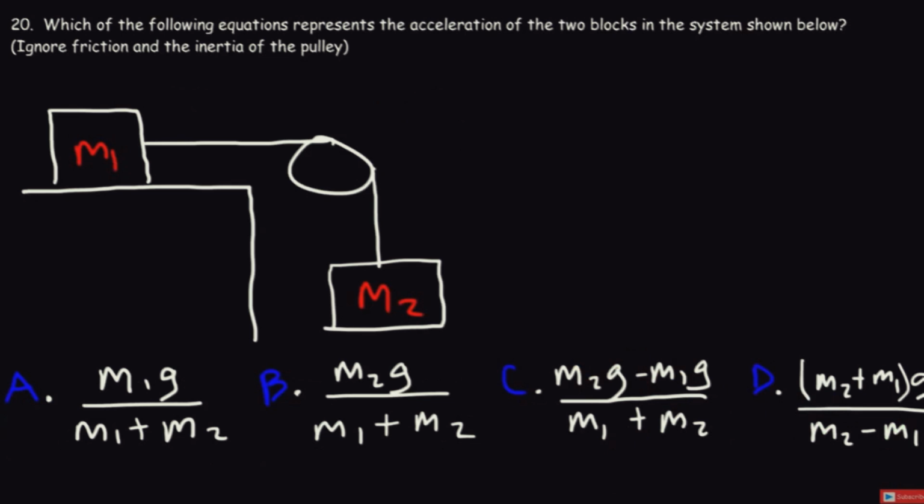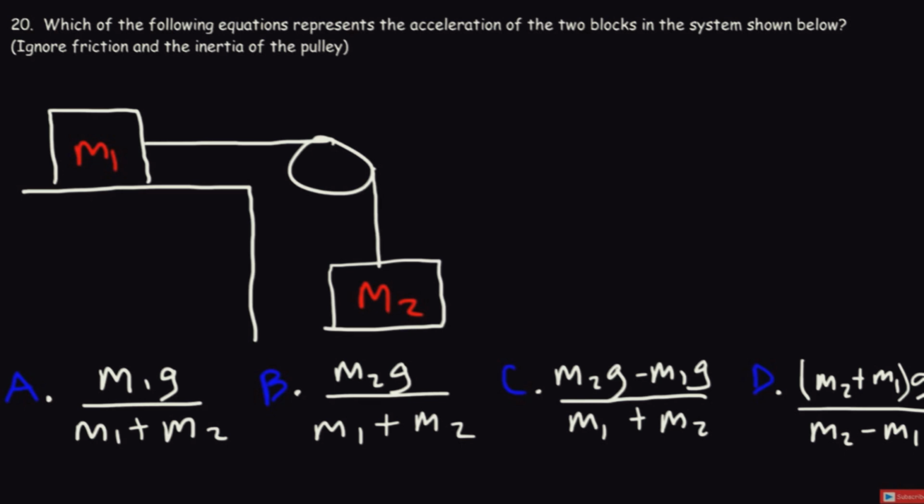Number 20. In which of the following equations represent the acceleration of the two blocks in the system shown below? Now there is no friction in this problem. There is no friction on the horizontal surface, and there is no friction between the rope and the pulley. We are going to ignore the interior of the pulley, so we just assume the pulley has no mass. It is a massless pulley.